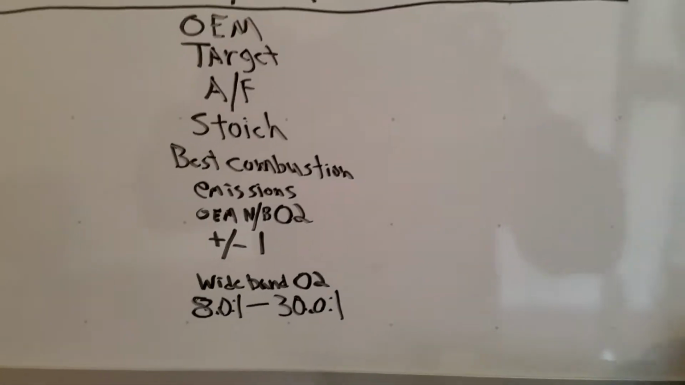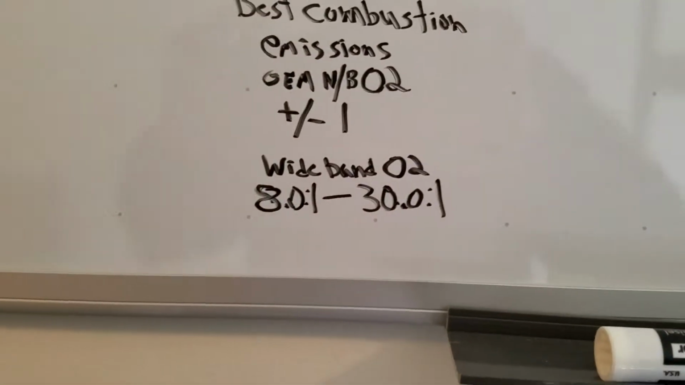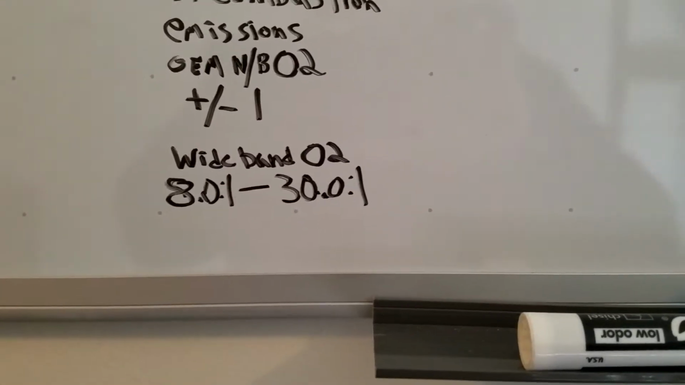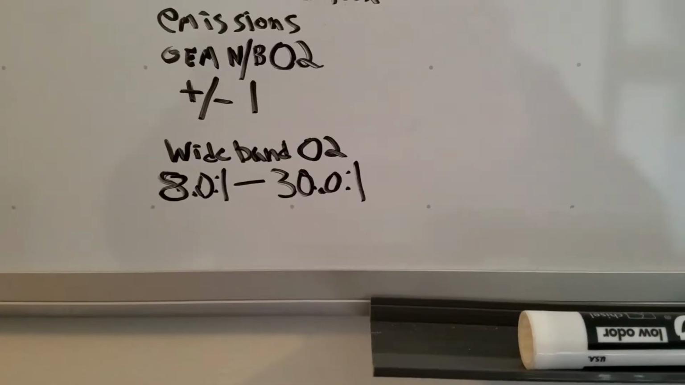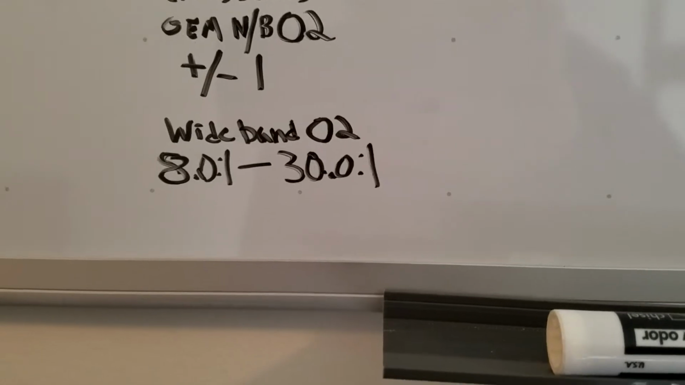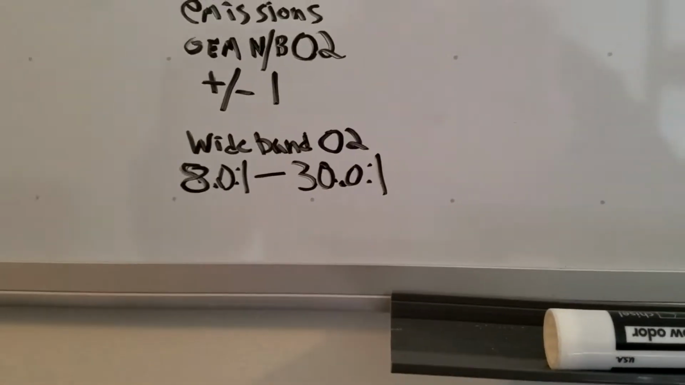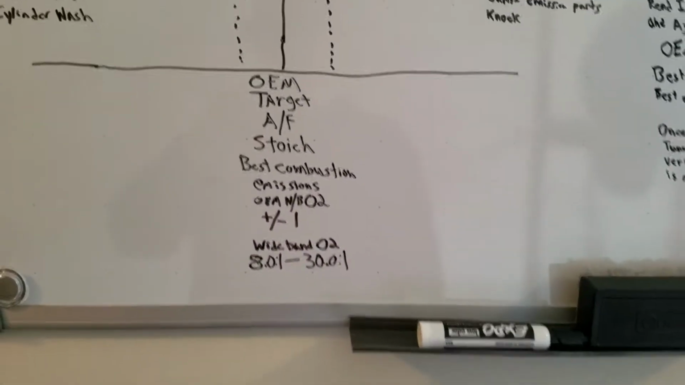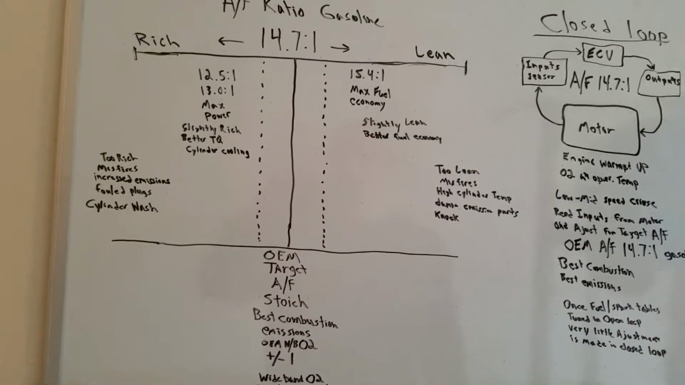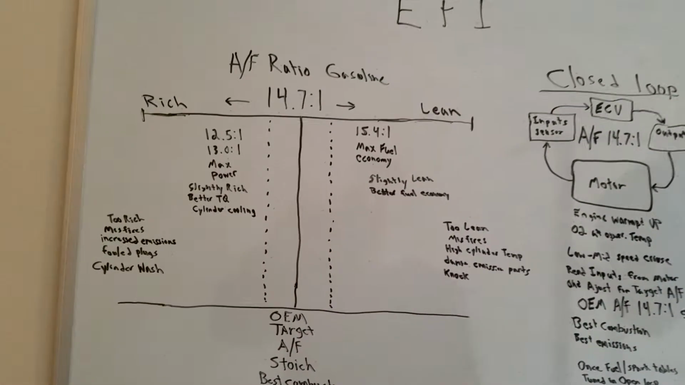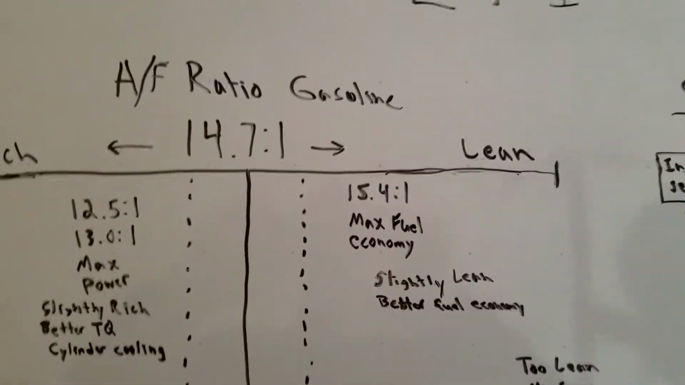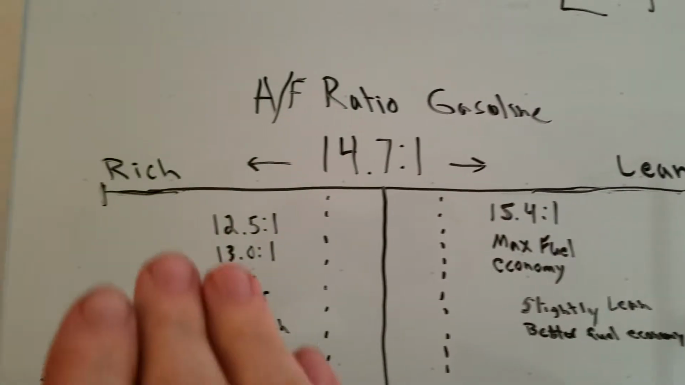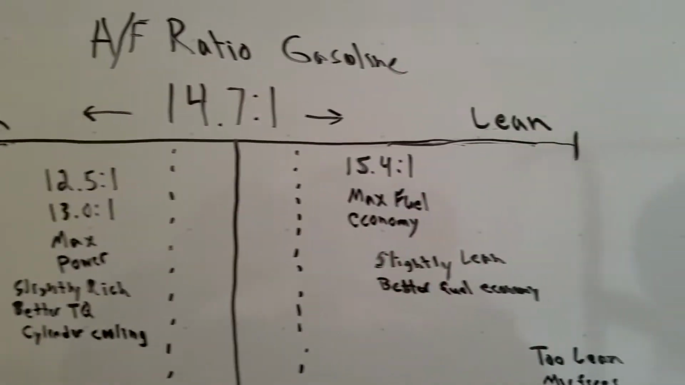But coming down here, now we'll talk about our wideband O2 sensors. They generally can measure rich at 8.0 to 1 and lean at 30 to 1. So they're a very wide band. That's a very good tool to have when you're doing engine tuning, and also just to make sure your car is not running too rich or too lean when you're getting on it at wide open throttle. As we go lean, our number is going to increase, and as we go rich, the numbers are going to go lower.